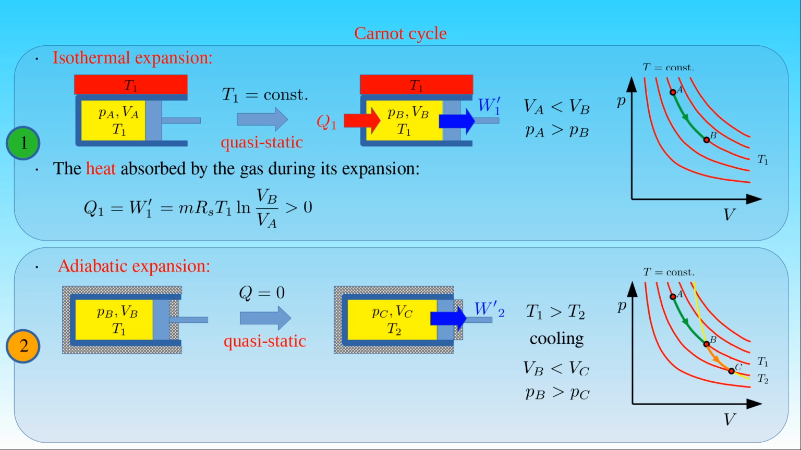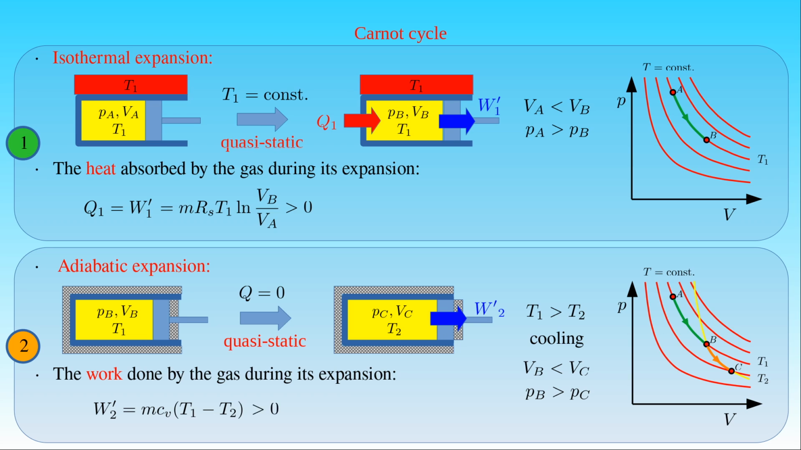Since there is no heat exchange between the gas and the surroundings during the adiabatic expansion of the gas, the first law states that the pressure volume work W'2 done by the gas is equal to the change in its internal energy, which can be written as the mass m of the gas, times its specific heat capacity Cv for a constant volume, times the difference between its initial temperature T1 and its final temperature T2. The work W'2 is also positive, due to the fact that the initial temperature of the cooling gas is greater than its final temperature.